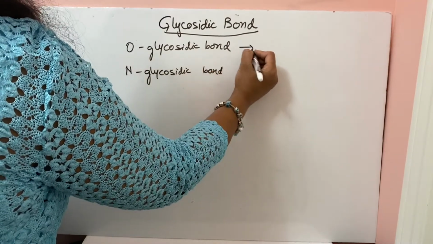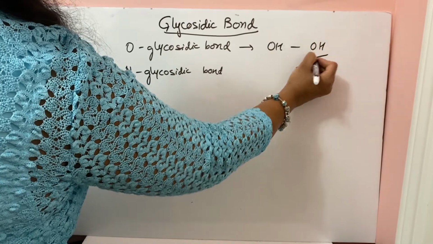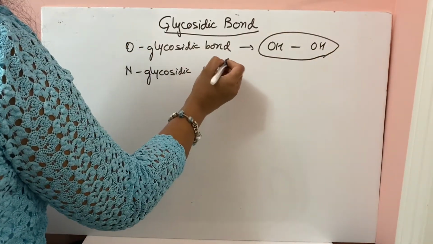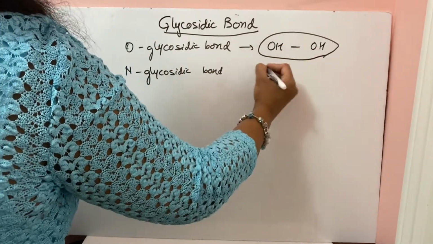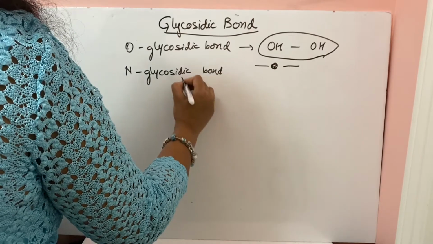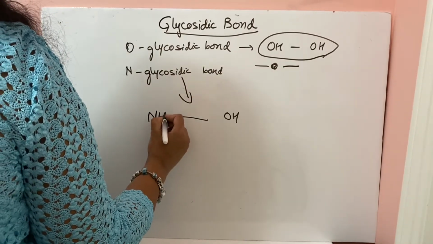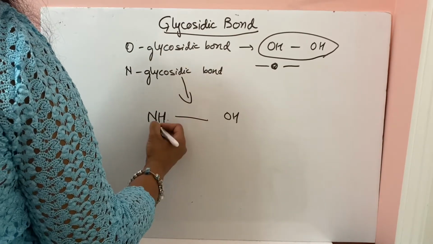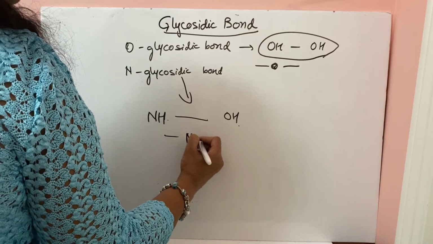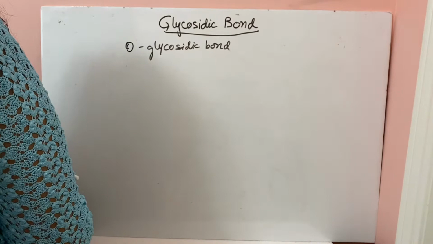When the bond is formed between two hydroxyl groups, the bond is an O-glycosidic bond, because a water molecule will be released and the oxygen will be in between. And in the case of an N-glycosidic bond, it is formed between the amine group and the hydroxyl group, and the bond has the N group in between. So we'll start with the O-glycosidic bond.